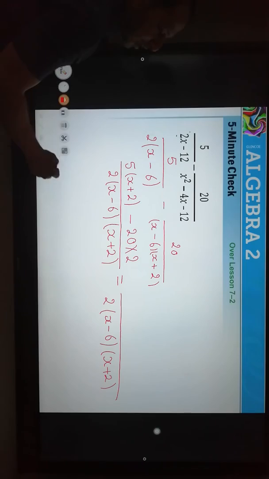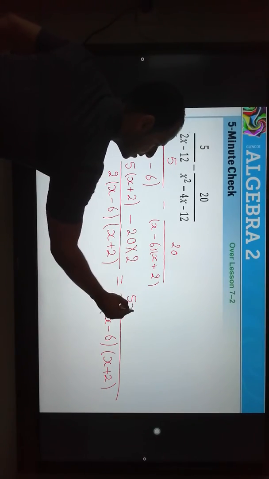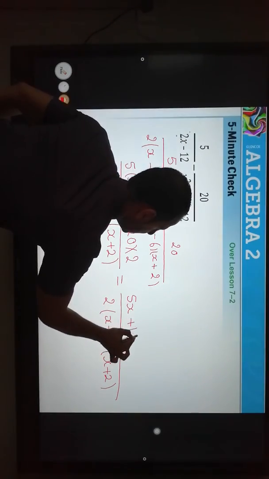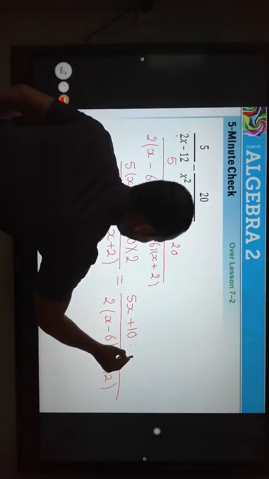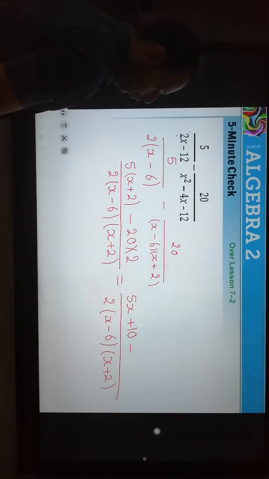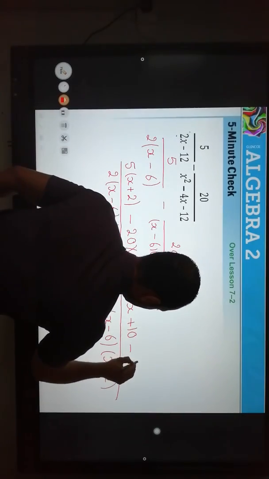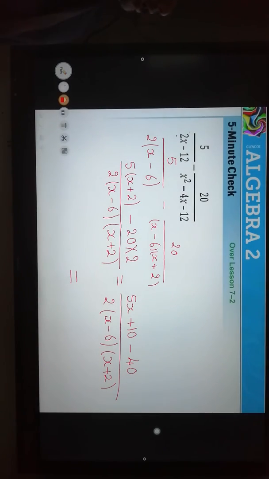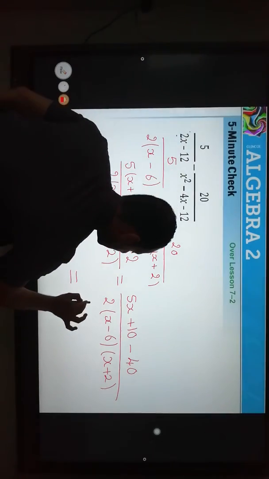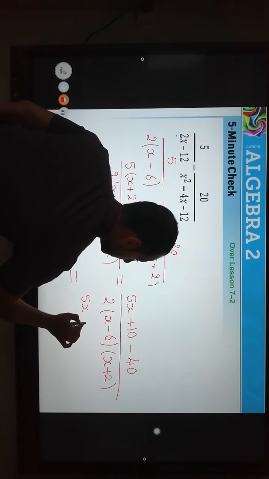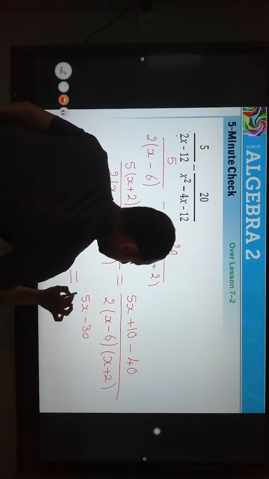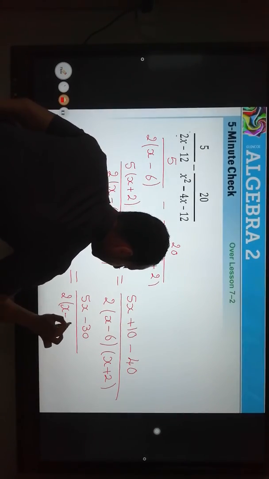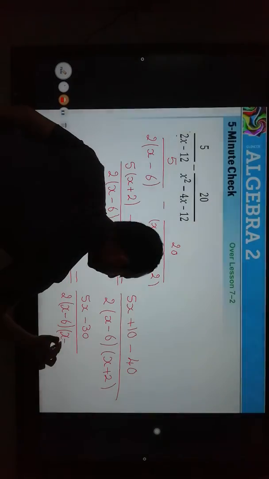And now I simplify up. You have here 5 times x, well, 5x. 5 times 2 equals 10. And here it will be negative 40. So it will be negative 40. By simplifying, Khalid, it will be 5x minus 30 over 2, x minus 6, x plus 2.